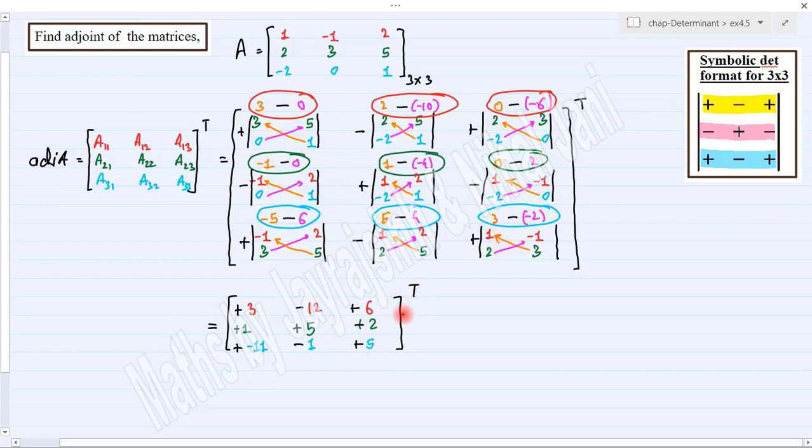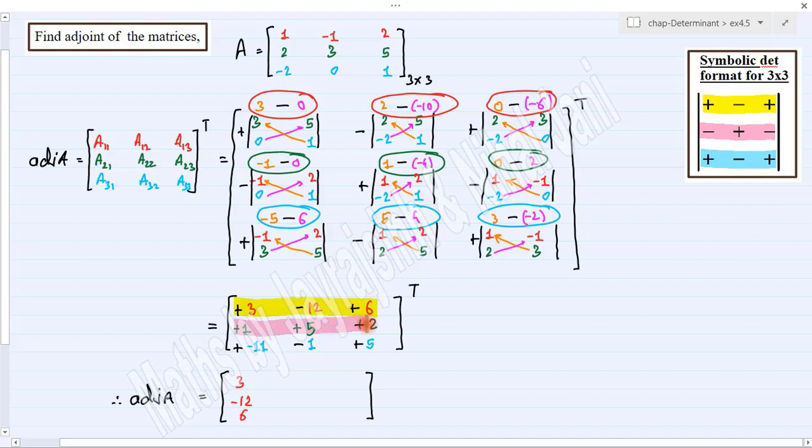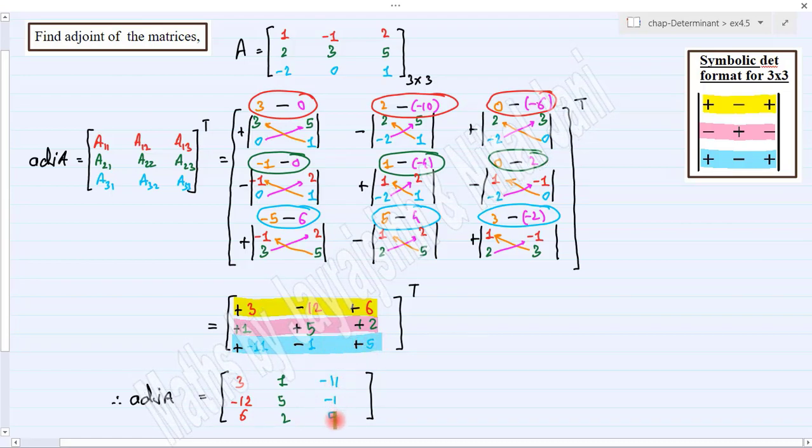And don't forget to take transpose. So your adjoint of A will be transpose of this matrix. That means your first row will become your first column. Your second row will become second column. And last row will become your last column. So tada! We get our adjoint of A.